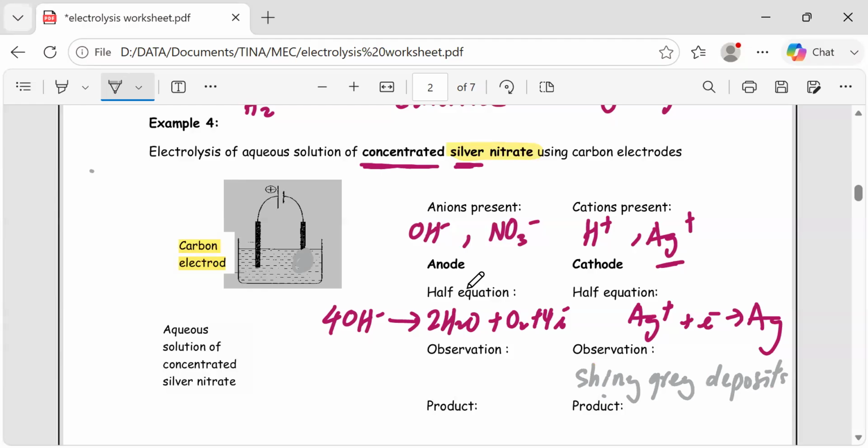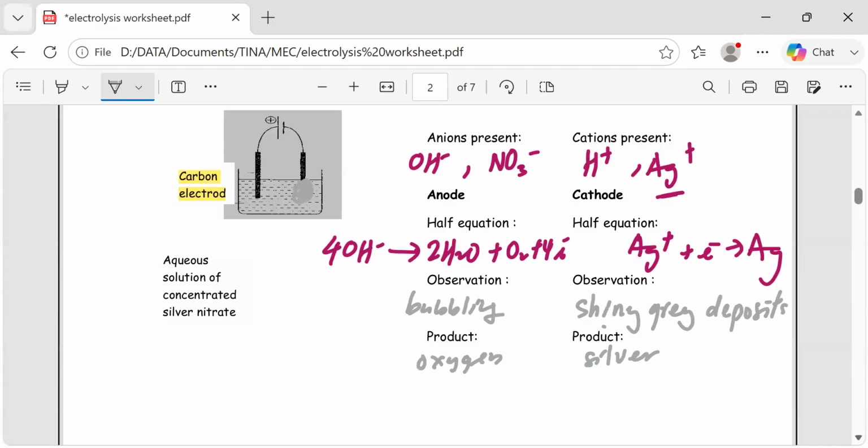It doesn't have to be shiny. This one is just bubbling. So this one is oxygen, and this one is silver.